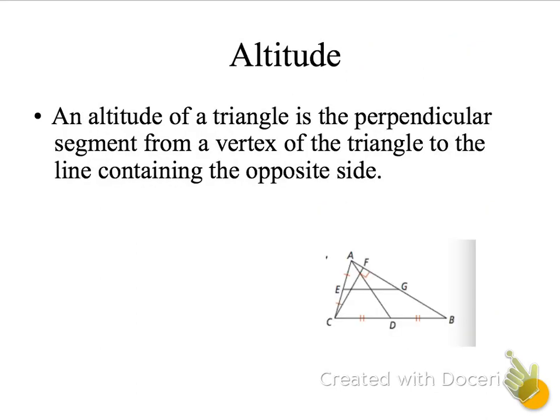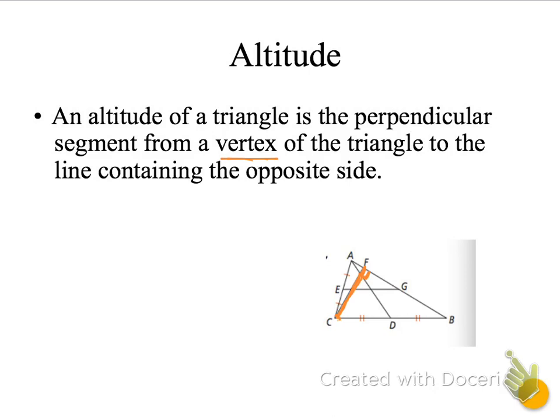The altitude. An altitude of a triangle is the perpendicular segment from a vertex. Okay, so we have the vertex. If I'm looking at C here, let's say C is my vertex. This has a lot of lines going through it, so it looks kind of confusing. But let's say angle C is my vertex. So the altitude is the perpendicular segment from a vertex of the triangle. We have to have a perpendicular segment coming from the vertex of that triangle, and you can see that it's perpendicular because it has the square. The little square tells me it's 90 degrees, which means it's perpendicular.